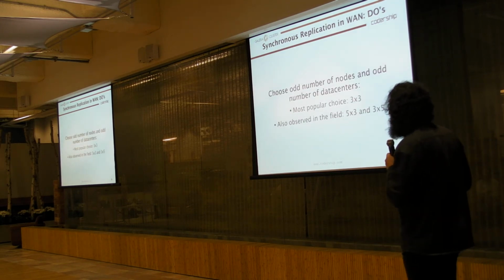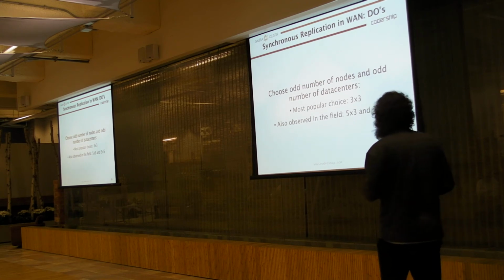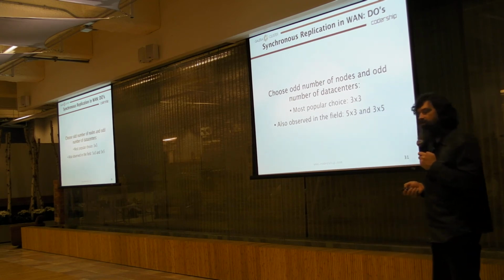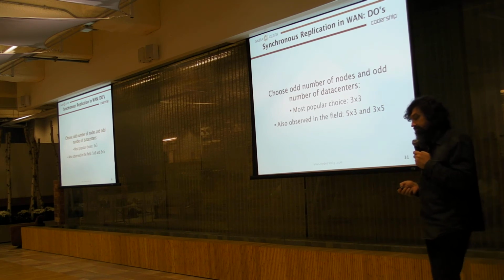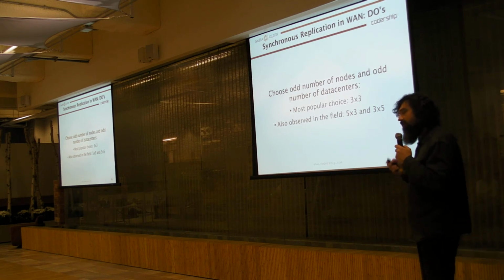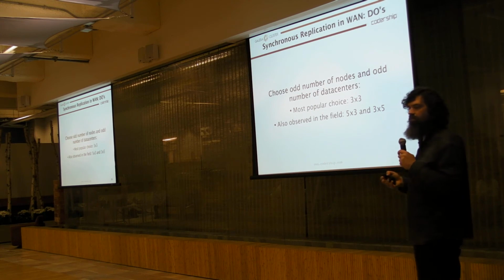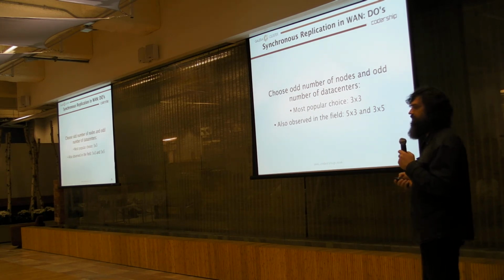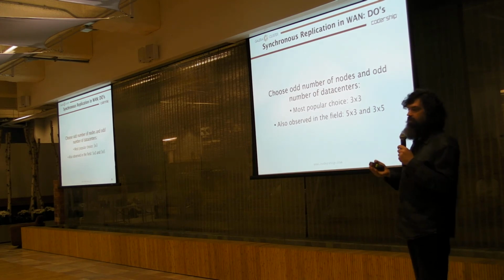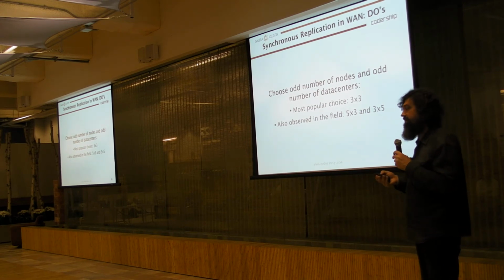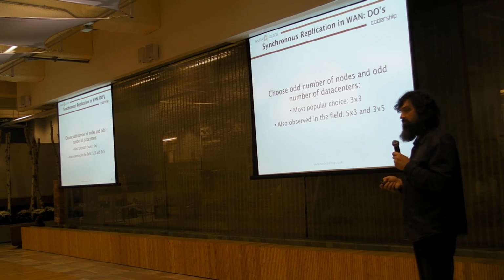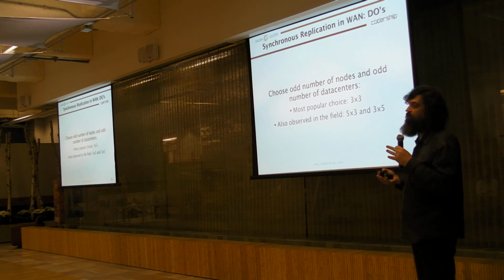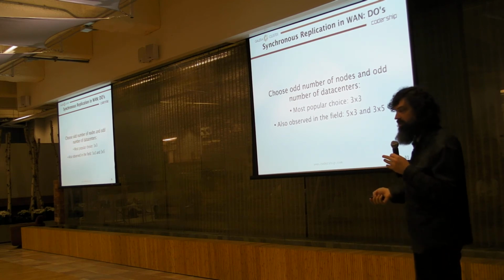Okay, one more is choosing an odd number of nodes and an odd number of data centers. Why? Because very often people want to have only 2 data centers, or even worse, only 2 nodes. And the thing is that if the link between 2 nodes breaks, then you are guaranteed to have split brain, because the nodes don't know if the other one is dead or not. So we have to stop operation here.